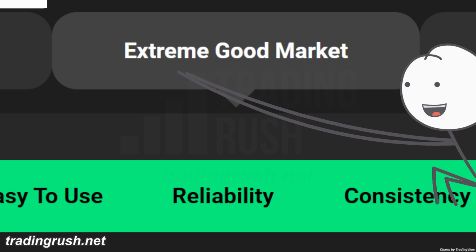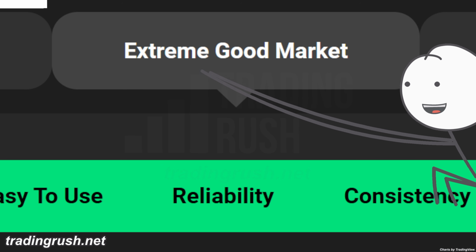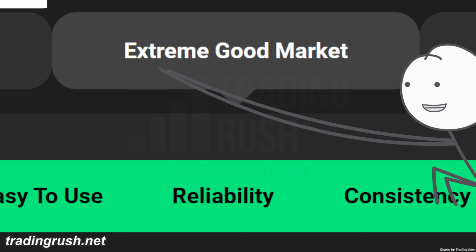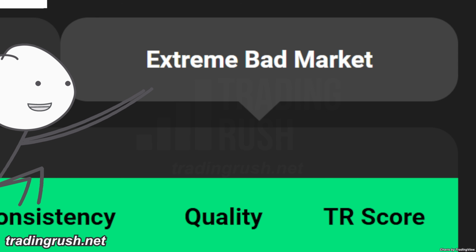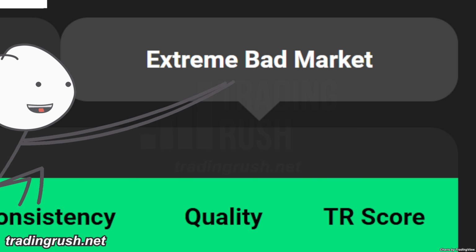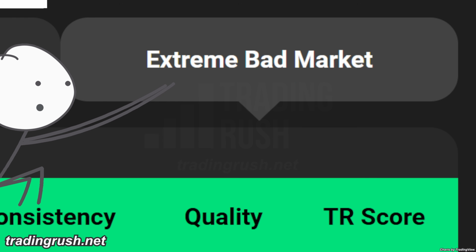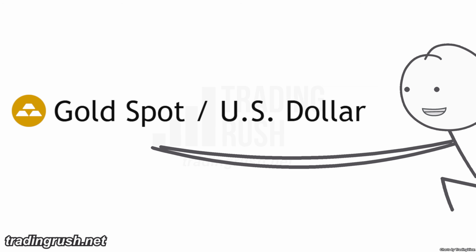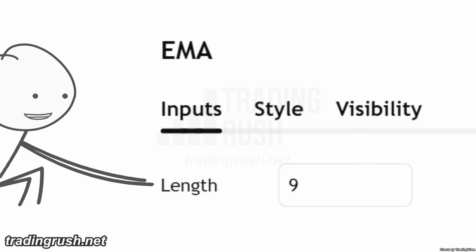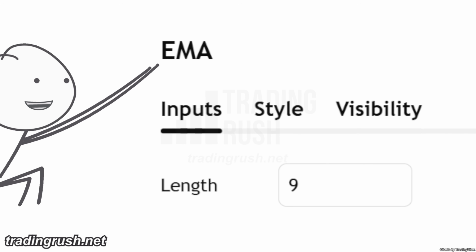But what will happen if I take 100 trades in an extremely good market? How high can the win rate go if the price movement is really good? On top of that, what will happen if I take another 100 trades in an extremely bad market? How low can the win rate go if the market conditions are really bad? Well, to find out, I went to the Gold USD one-day time frame and added a 9-period EMA to the chart.